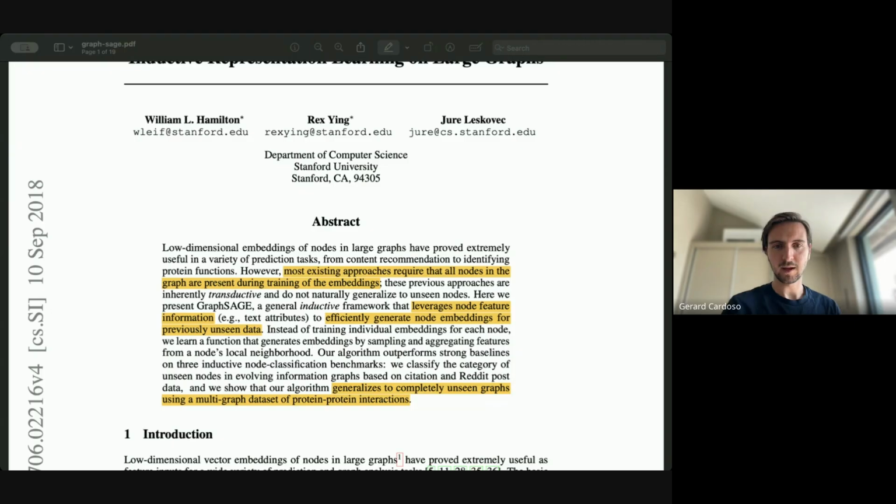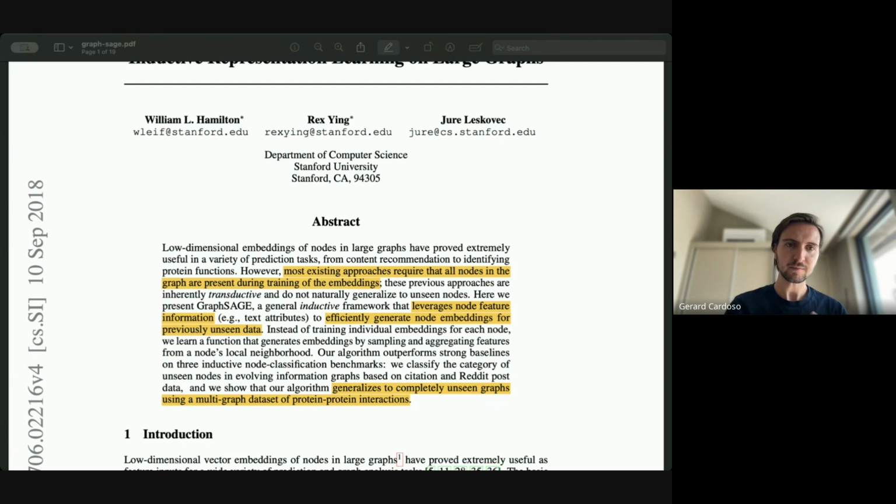But the problem with that, as you might already be seeing, is that it doesn't generalize to new subgraphs or evolving graphs or just completely unseen nodes. And what that means is these methods, these transductive methods, are inherently limited in their usefulness and the use cases.